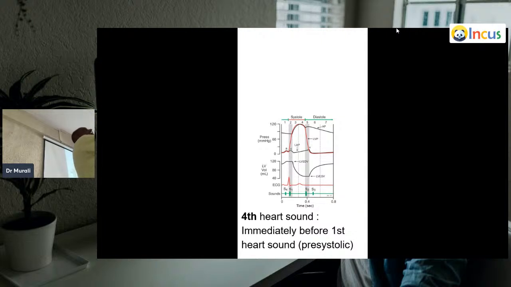That's the reason. After S4, what will come? After S4, what will come? S1. So S1, S2, S1, then systole, at the end of the systole you have the S2, beginning of the diastole, then S3, then S4, then comes S1. Good.